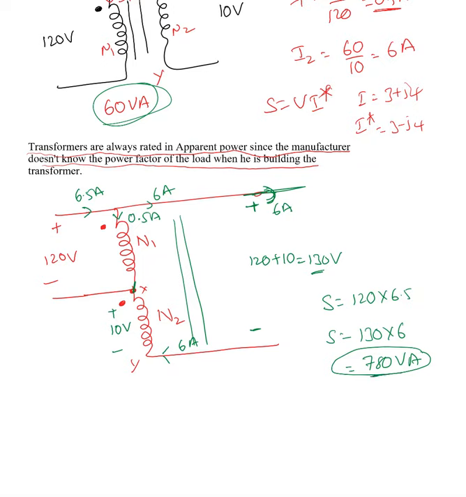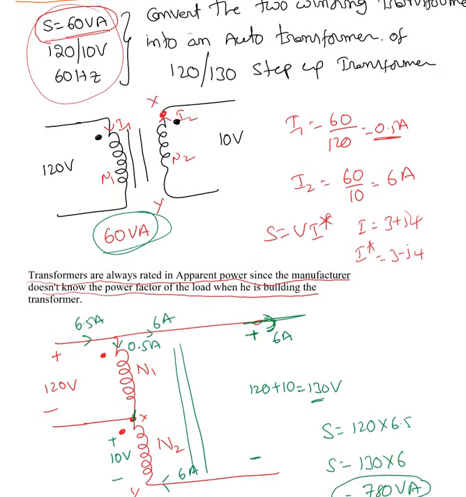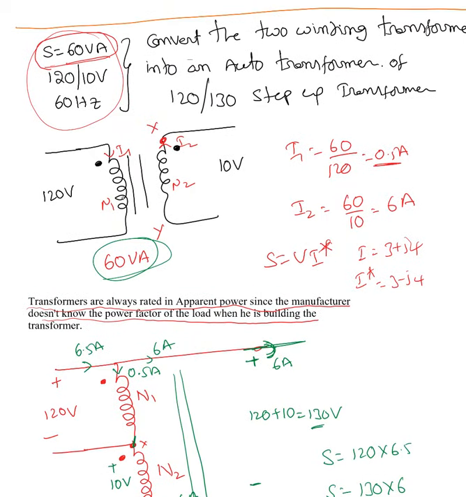So out of this 780 volt ampere, how much is transferred by induction and how much is transferred through conduction? Induction and conduction is nothing but, if you look at the ordinary transformer, here the energy is transferred by induction principle only. That means there is no electrical connection here, so the energy has to induce in the second coil. That's how it will transfer it to the load.